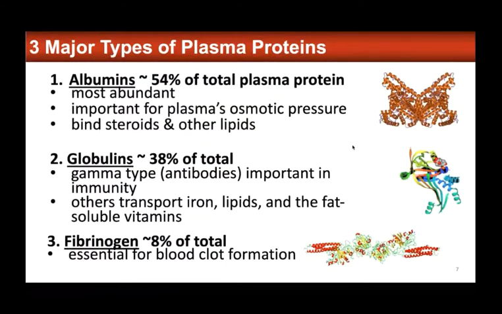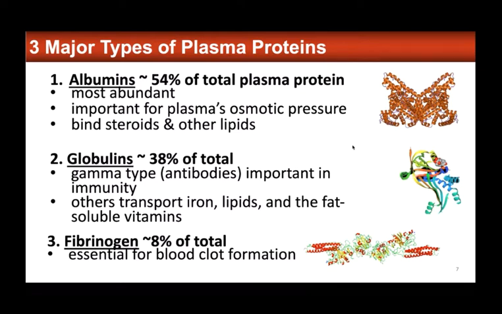So we've got three major types of plasma proteins. You want to sort of know these three classes of proteins and which is the most common, which is the least common. So albumins are the most common form of protein, and there are a whole range of them. Albumins are often transport proteins for things like steroids and other kinds of lipids. So cholesterol, estrogen, testosterone, fat-soluble vitamins.